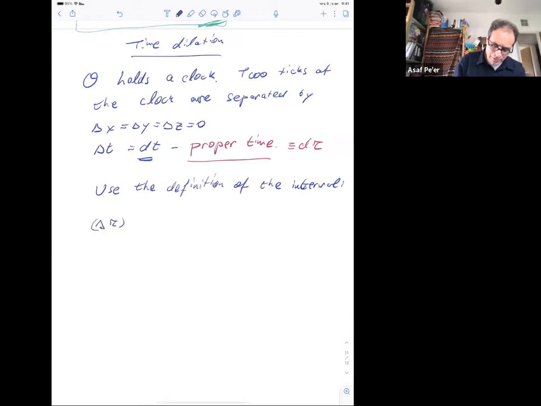Delta tau squared is just minus delta s squared divided by c squared. It's just minus 1 over c squared eta mu nu, delta x mu, delta x nu.